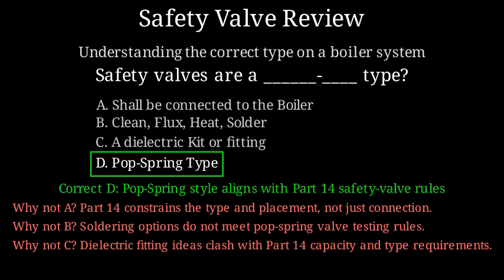Choice A suggests a requirement to be connected to the boiler, which conflicts with the same Part 14 rules on type and placement. Choice B describes soldering materials, which has nothing to do with the required safety valve type or testing requirements. Choice C suggests a dielectric kit or fitting, which also contradicts the Part 14 guidance. Each of those would violate the capacity testing or placement rules for safety valves.